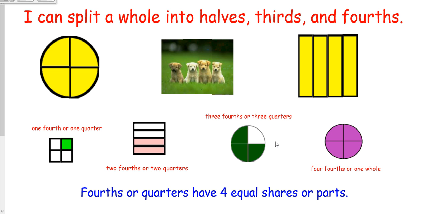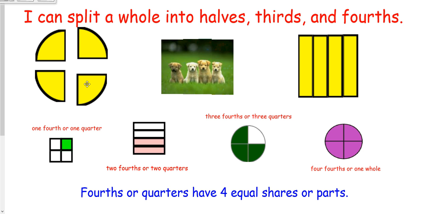Another way we can split a whole into parts is by splitting it into 4 parts, 4 equal shares or parts. We call these 4 equal shares or parts fourths or quarters. So here is a circle that has been split into 4 equal parts. This has 4 parts, which we can call fourths or quarters.